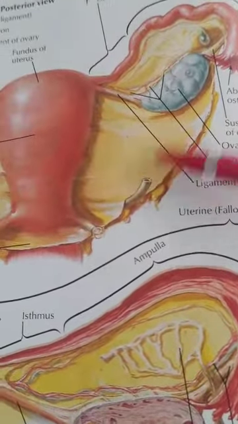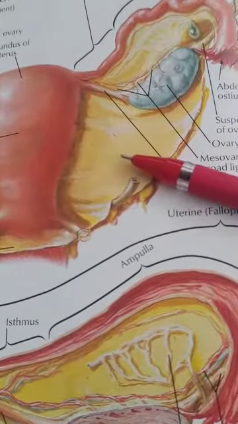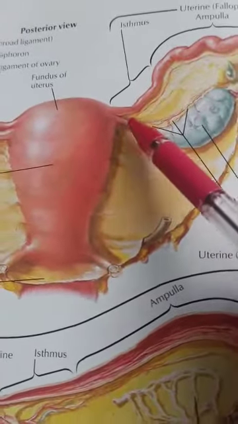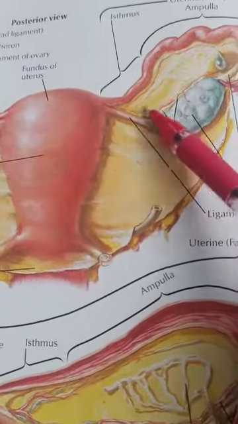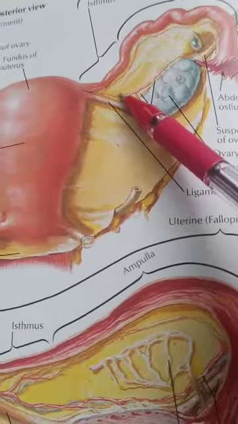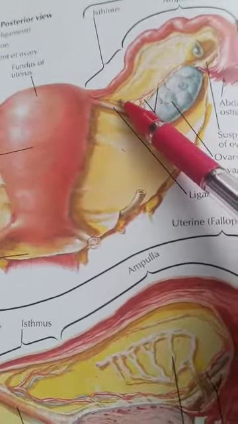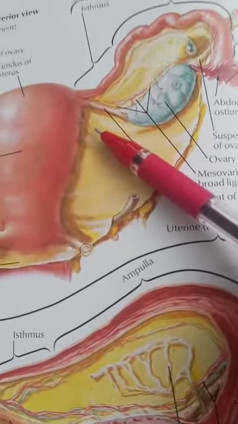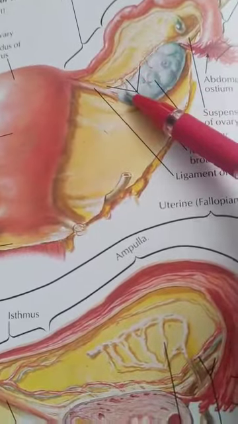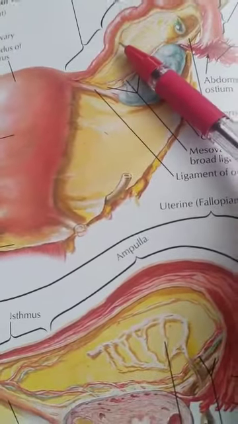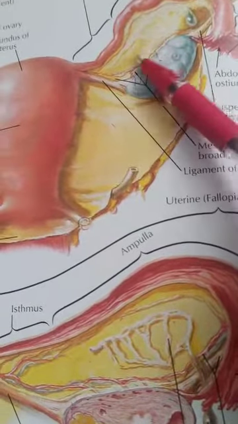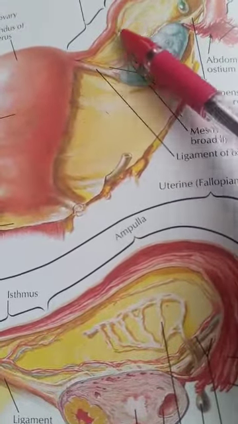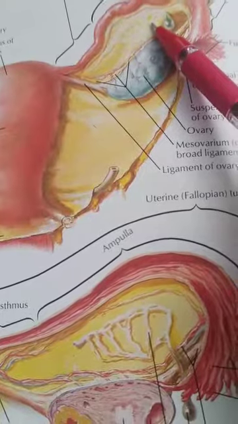This is the broad ligament, and the ovary is attached to the posterior layer of the broad ligament through a small piece of broad ligament that is known as the mesovarium. The part of the broad ligament between the uterine tube and the ovary, with the ligament of ovary here, is known as the mesosalpinx.